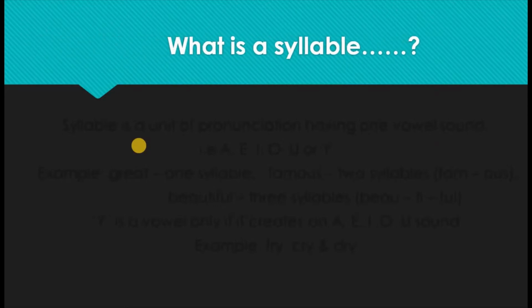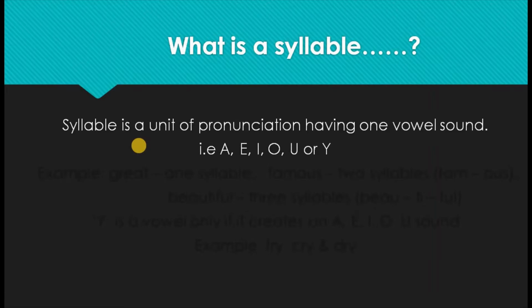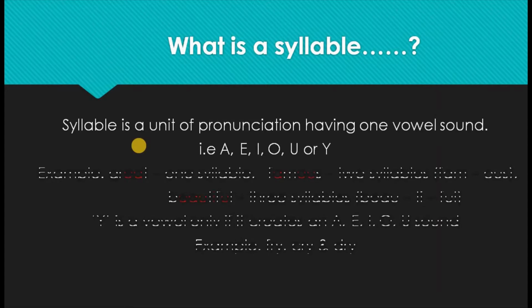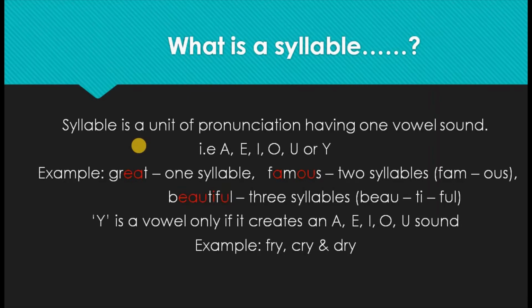What is a syllable? Syllable is a unit of pronunciation having one vowel sound, that is A, E, I, O, U, R, Y. Example, great. Great is a one syllable word. Here we are having A and E as vowels, but it's giving only one A sound. So it is a one syllable word. Famous. Here A is one syllable and OUS is one syllable. Two syllable word. Then beautiful is a three syllable word.